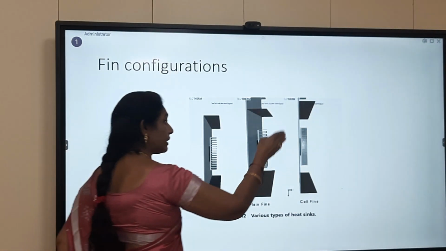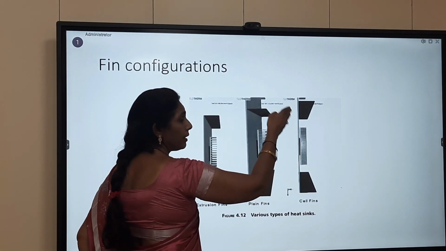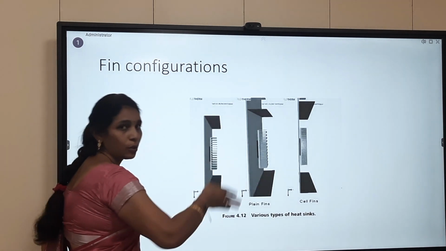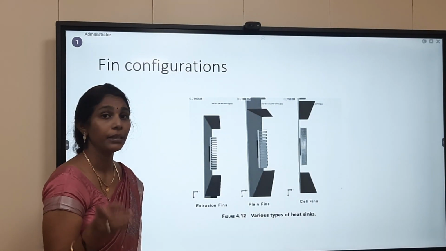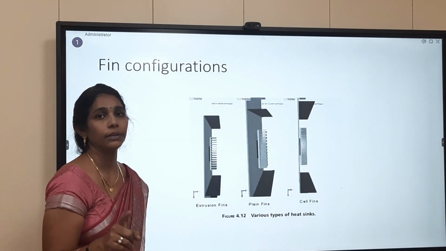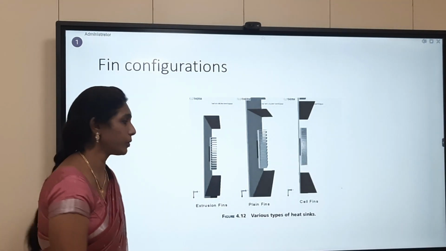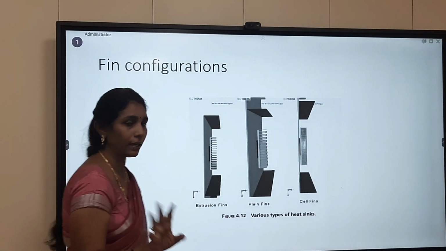So here you will see that there are more cells, more heat transfer coefficient, so more heat transfer, better heat dissipation. But along with that, we are doing it at the cost of pressure drop. So the pressure drop in the cell fins will be higher.